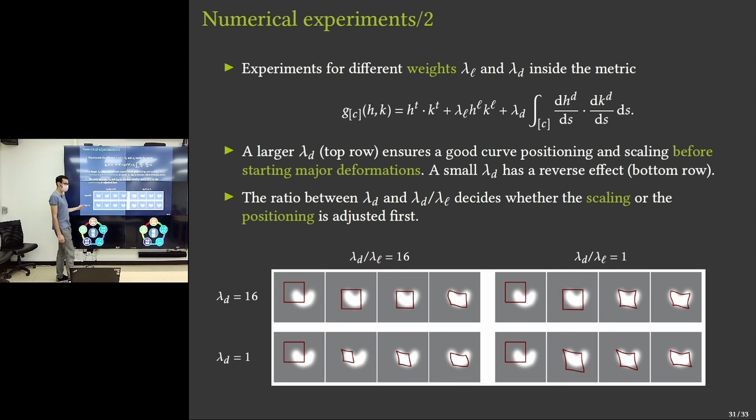With a small lambda d, it's the opposite. We start the major deformation first. So from a square, it is already deformed at the subsequent iteration. So it does first the deformations, and then the positioning. So this is the influence, the impact of these two parameters.